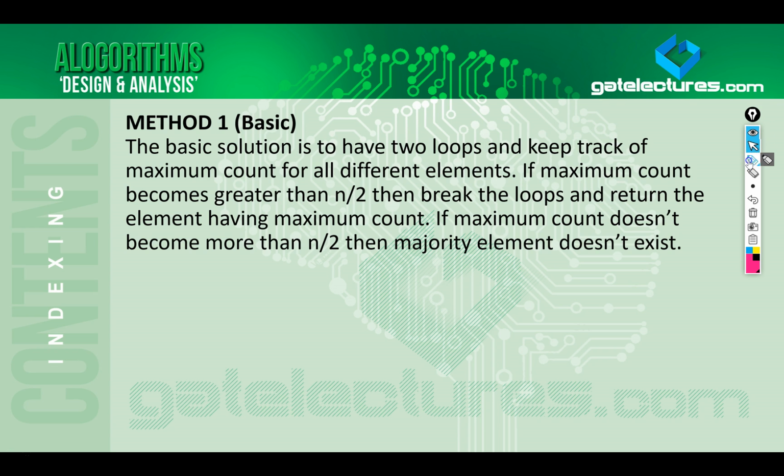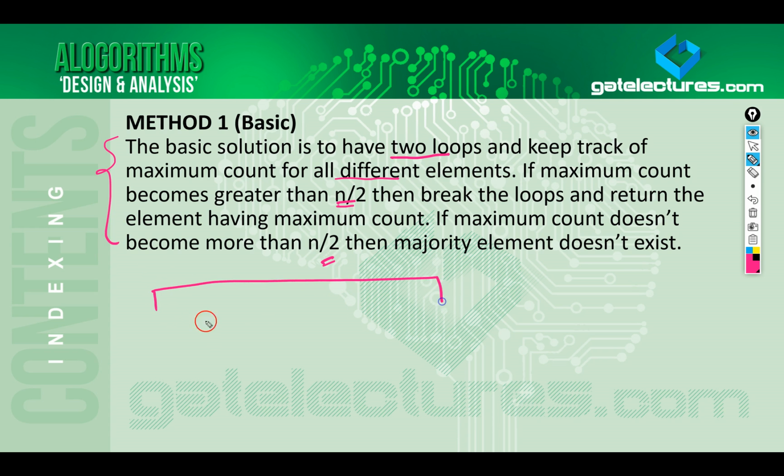The first method says that we have two loops which keep track of the maximum count of all different elements. If the maximum count becomes greater than n by 2, then break the loop and return the element having the maximum count. If the maximum count does not exceed n by 2, the majority element does not exist at all. Now, how does this first method apply?